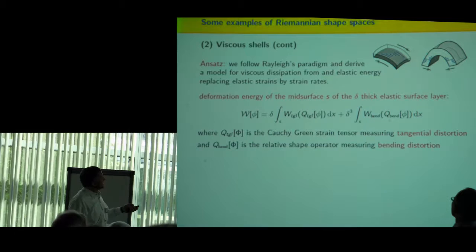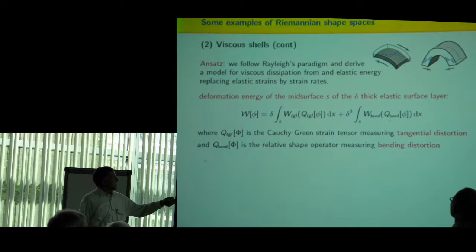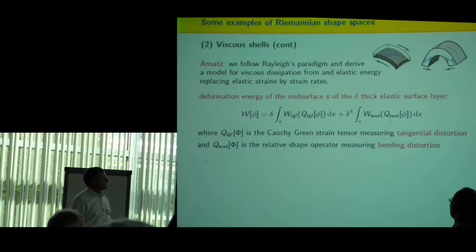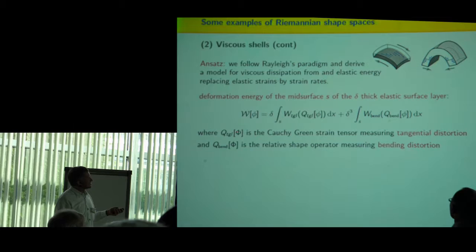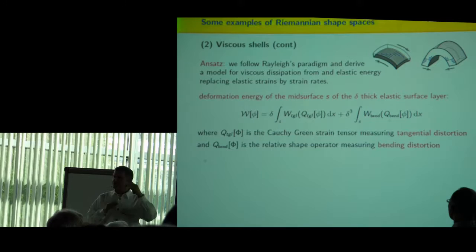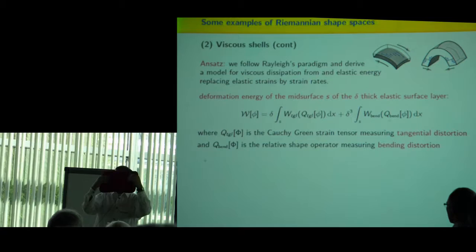This elastic energy here should have two contributions. One scaled with delta is the membrane tangential distortion, and one scaled with delta cube is the bending distortion of the surface. In this case here, picking up standard elastic calculus, this Q tangential of this deformation phi is the Cauchy-Green strain tensor, tangential Cauchy-Green strain tensor measuring tangential distortion, and the bending is a comparison of the two shape operators of the surface. So here is one shape operator representing this curvature, there is another shape operator representing this, and basically in the common frame we just build the difference between the two.